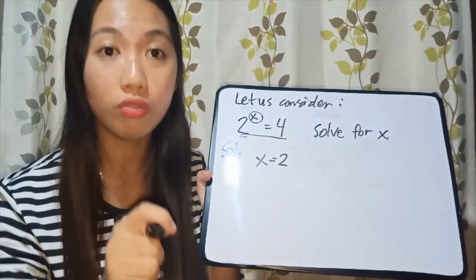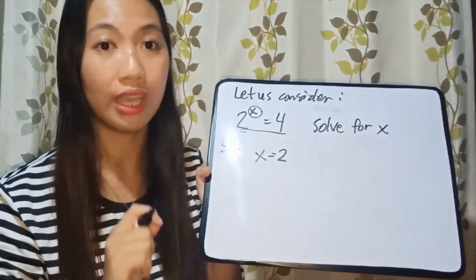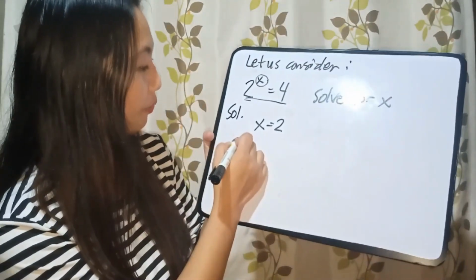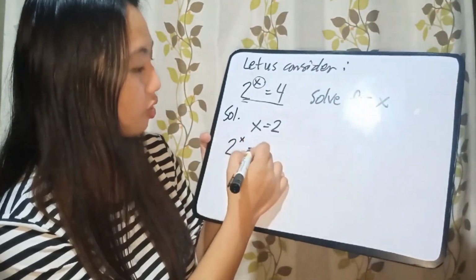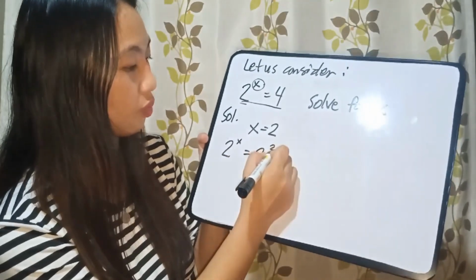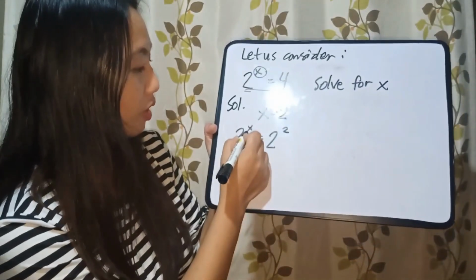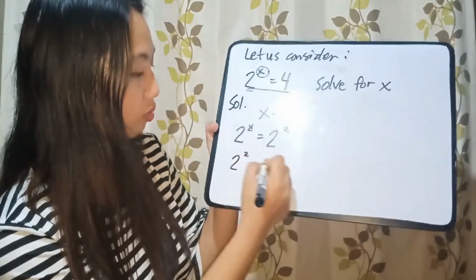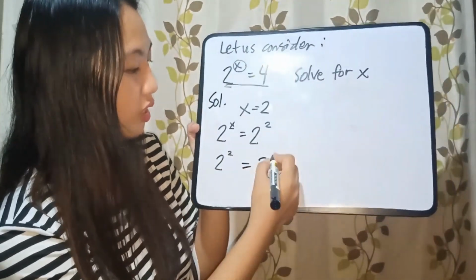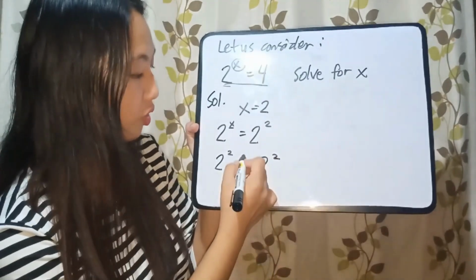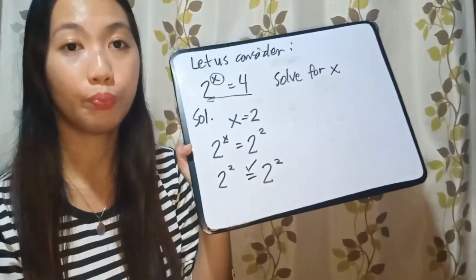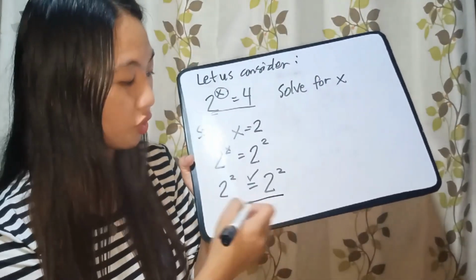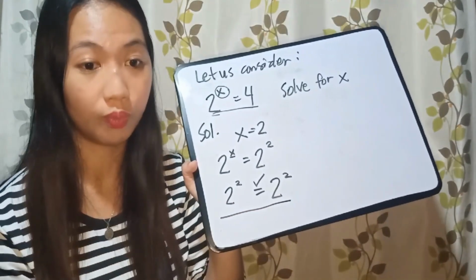Only on the expression having the same base. Okay? So we have 2 raised to x is equal to 2 raised to 2. Substitute the value of x as 2. We have 2 raised to 2 is equal to 2 raised to 2. And this expression proves that they are the same and makes the statement true.